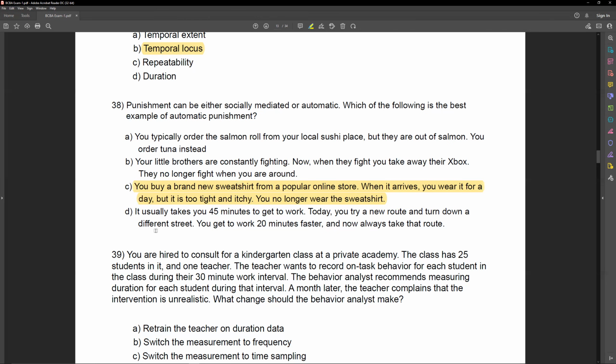Read D. It usually takes you 45 minutes to get to work. Today, you try a new route and turn down a different street. You get to work 20 minutes faster. Now you always take that route. No, you got reinforced, right? You took a different route. That route was faster. You always take that route now. The only example of automatic punishment is C. You buy the sweatshirt. When you put the sweatshirt on, okay, too tight and itchy, the sweatshirt delivers the consequence. You no longer wear the sweatshirt.